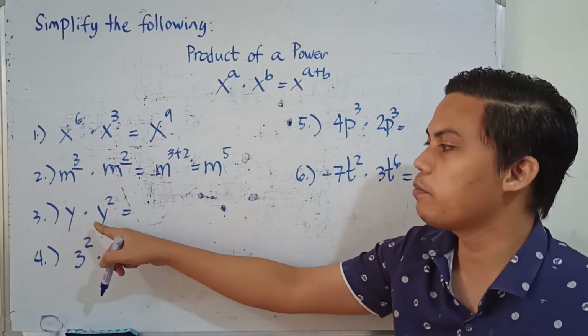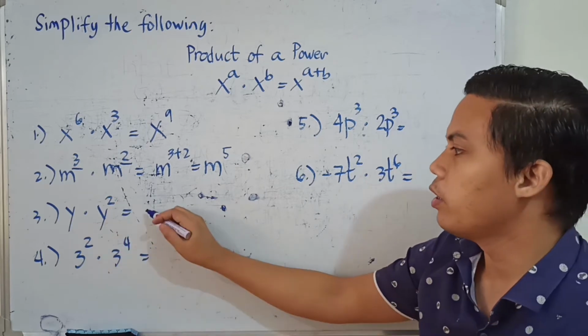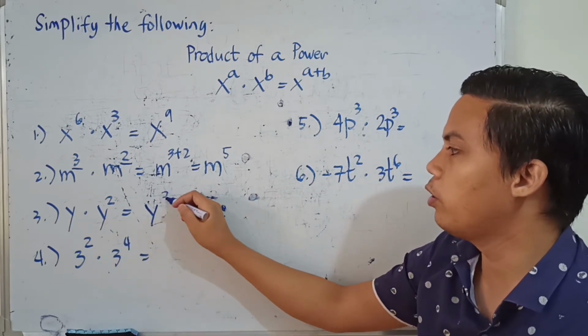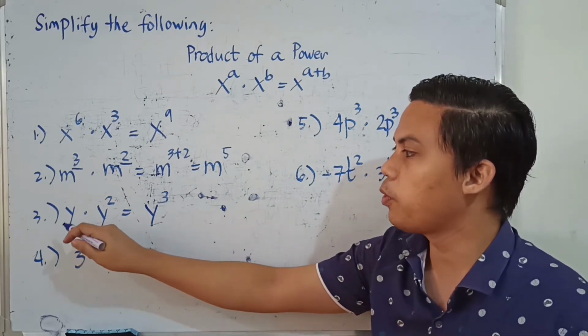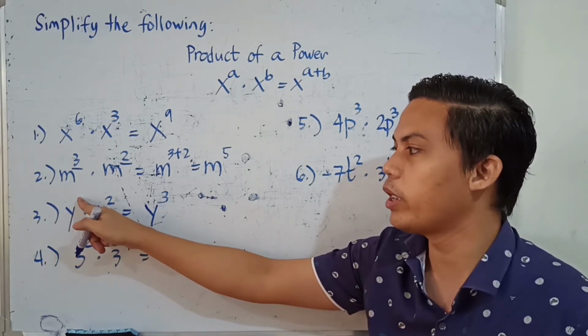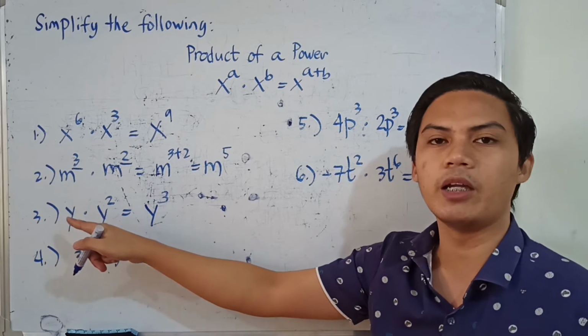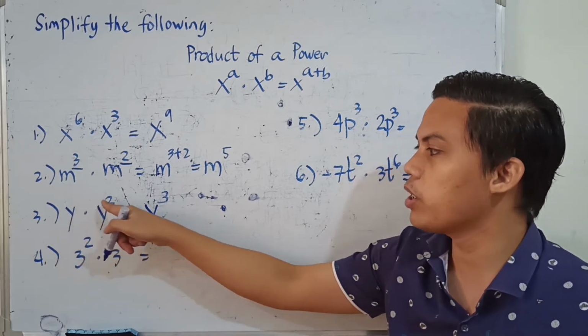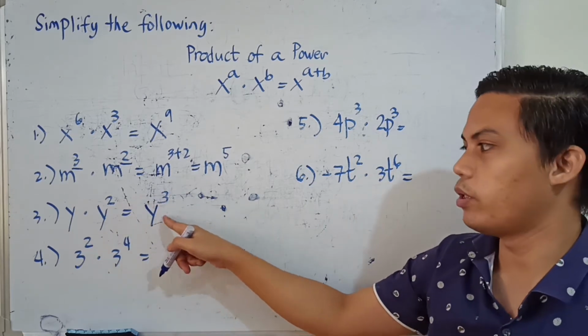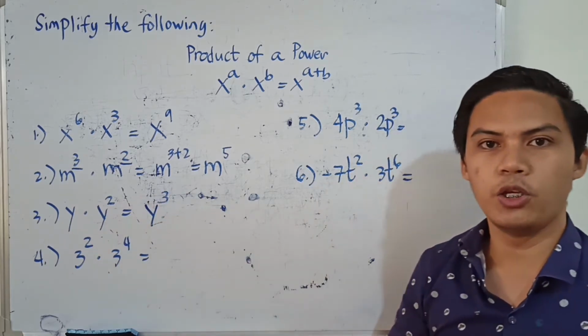Next, y times y squared. Okay? So it will become y cubed. Okay, bakit naging y cubed? As we all know, yung exponent ni y dito is 1. Although yung 1 exponent ay hindi na natin kailangan pang isulat, so automatic may 1 na dito. So that would be 1 plus 2 is equal to 3. So the final answer is y cubed.